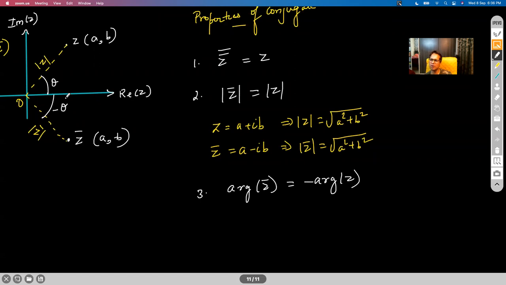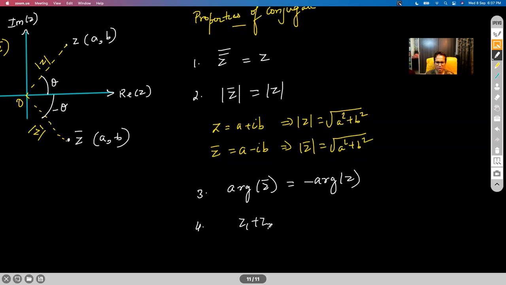So the argument of a complex number and its conjugate will always be opposite in sign, no matter in whichever quadrant the complex number lies. Even if it doesn't lie in a quadrant, meaning if it lies on the real axis or the imaginary axis, still this property is going to be true. Okay, no doubt.